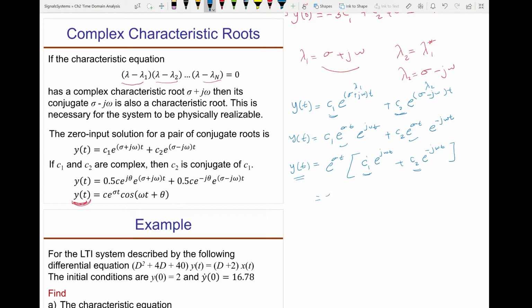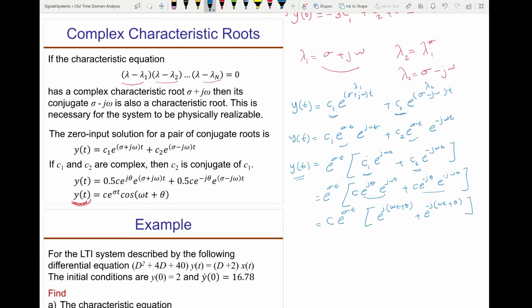Then they will look like this: e to the sigma t times c1, which I can express as C e to the j theta. That's a complex number in polar form. Then e to the j omega t, plus c2, which will be the conjugate of c1. So that will be C e to the minus j theta, e to the minus j omega t. And now I can take C out. I can combine these, plus, same thing, combine these.